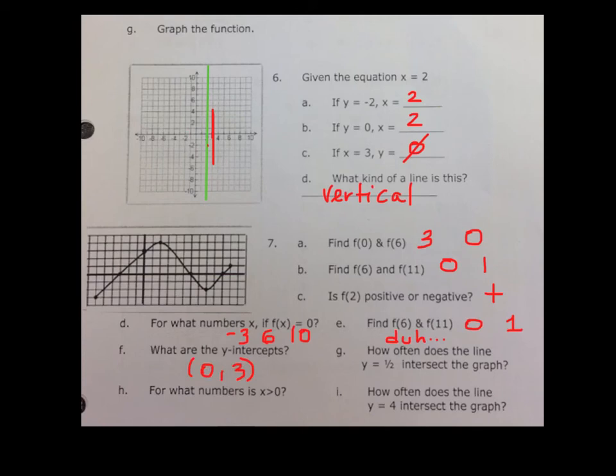So E was a repeat. But y-intercepts, there's only one, and it's at 0, 3. If I had multiple y-intercepts, I would not have a function. How often does the line y equals 1/2 intersect? Well, it would be a line going here. It'll intersect 3 times. How often does the line y equals 4 intersect? That would be the line up here. That would only be once.